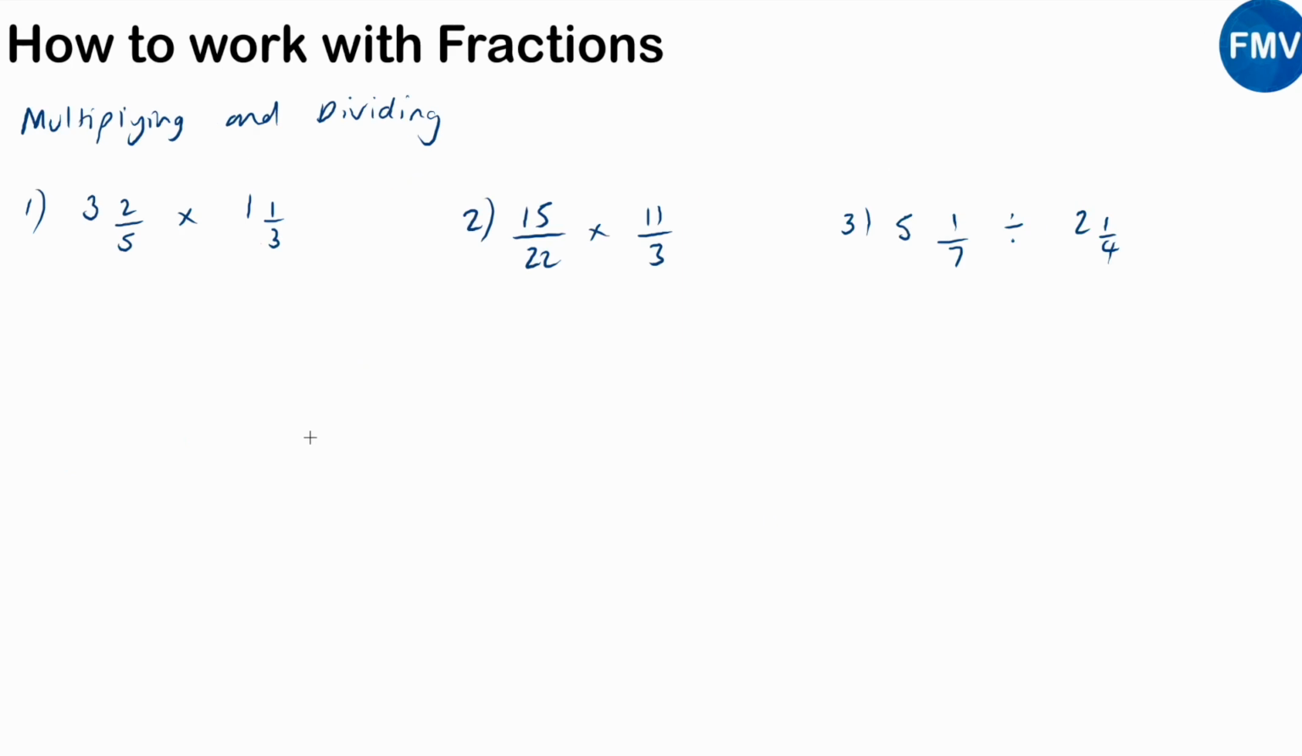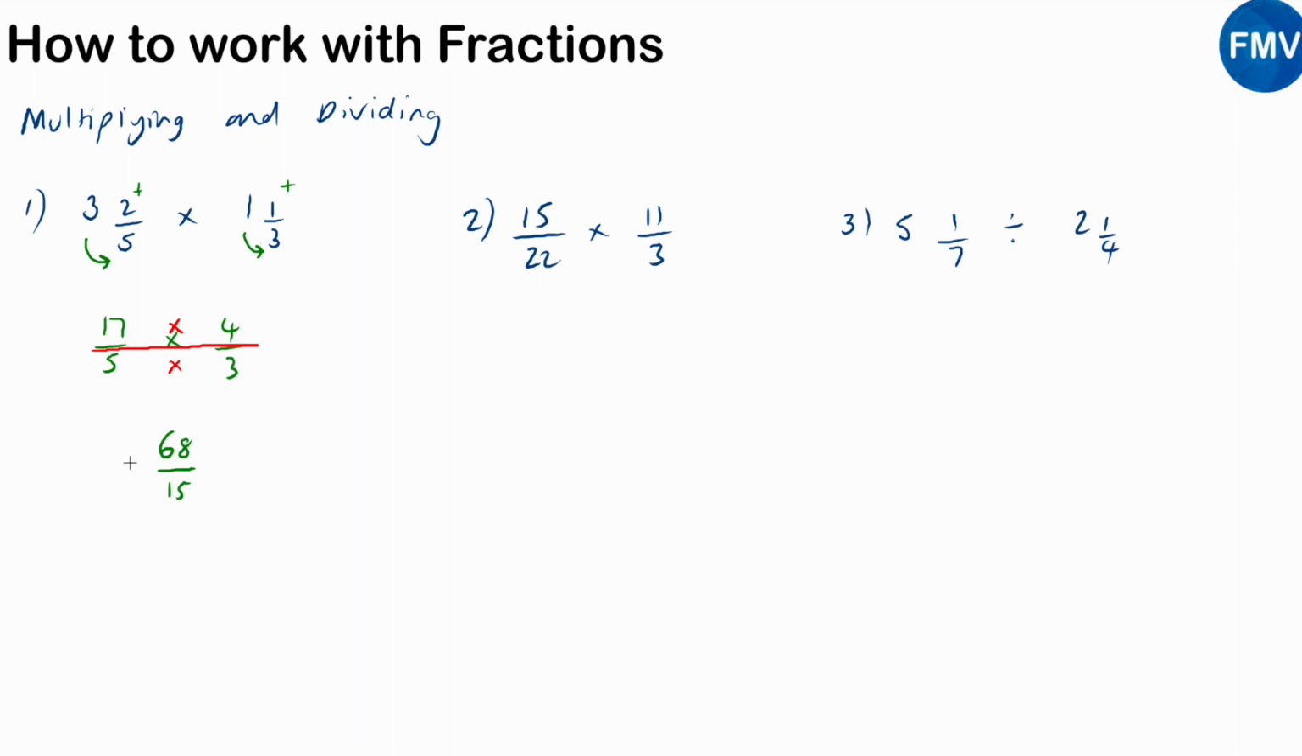So looking at multiplying and dividing, first of all with question 1, we need to turn these into improper fractions. So using our method of 3 times 5 is 15, add the 2 is 17. So that's 17/5 multiplied by, 1 times 3 is 3, add the 1 is 4, multiplied by 4/3. Now the key thing here to realise is when multiplying fractions, we are multiplying the numerators together and we are multiplying the denominators together. So we have 17 times 4, which is 68. We have 5 times 3, which is 15.